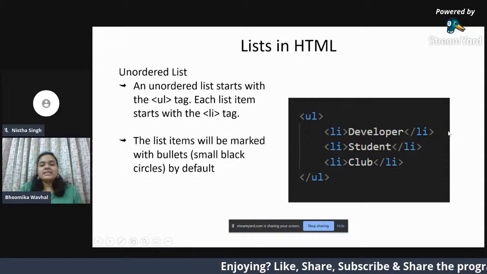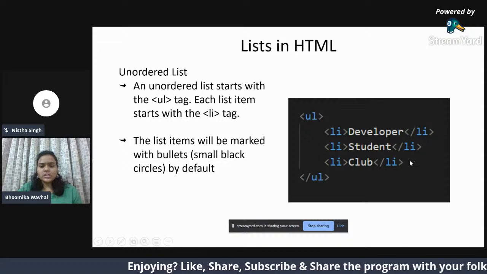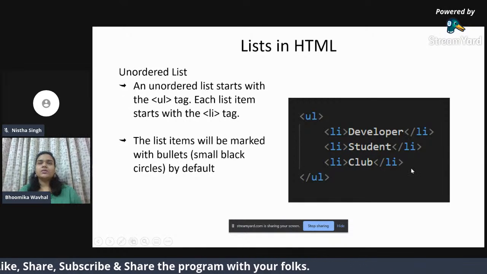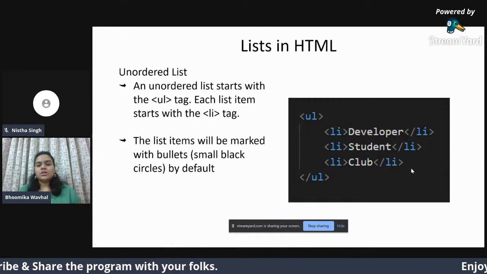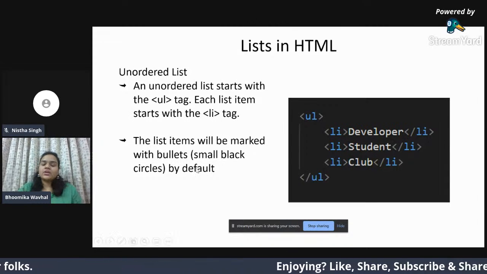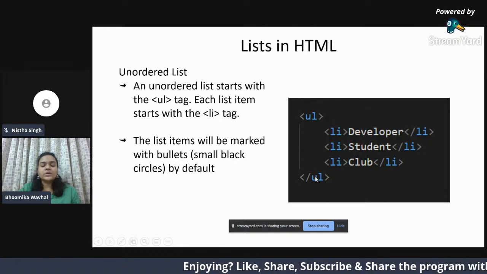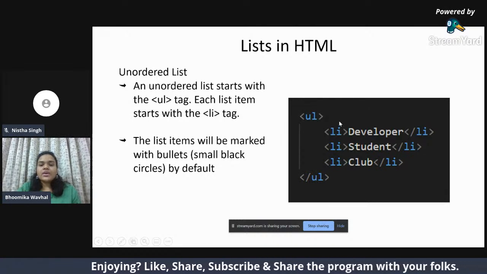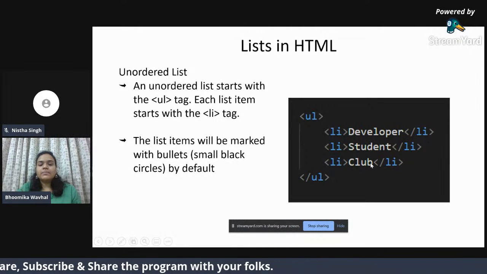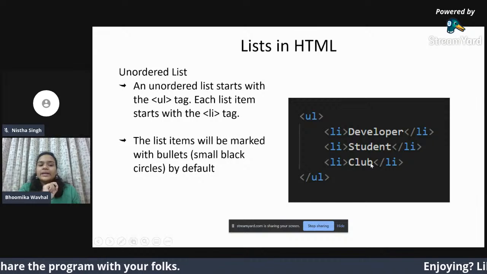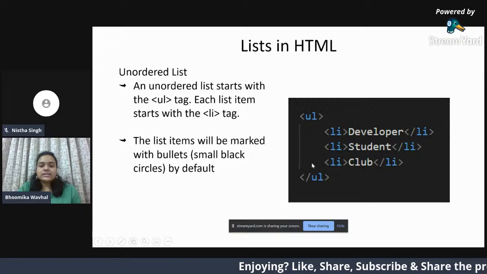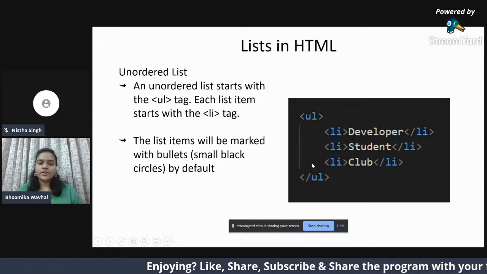Then it has list item tags inside it. For each sentence or item you want to add to the document, you can use li, with opening and closing tags, and also don't forget to close the ul tag. If we run this code, you will see developer, student, club, each on one line with a bullet point, a small black circle. This is the default for an unordered list.